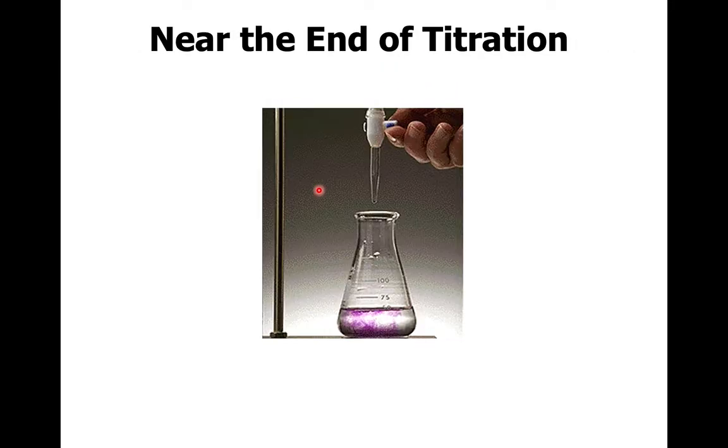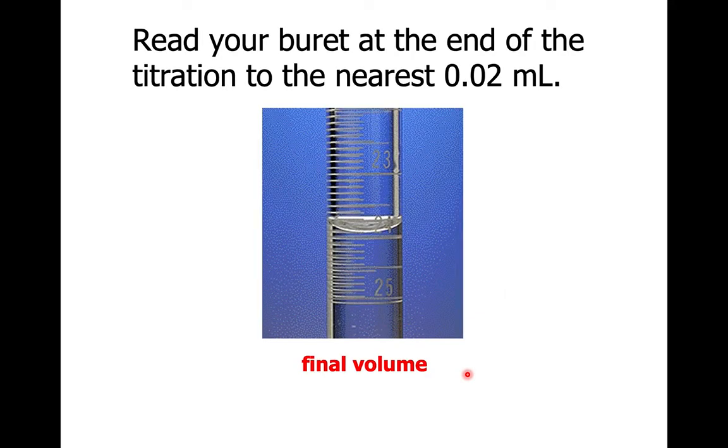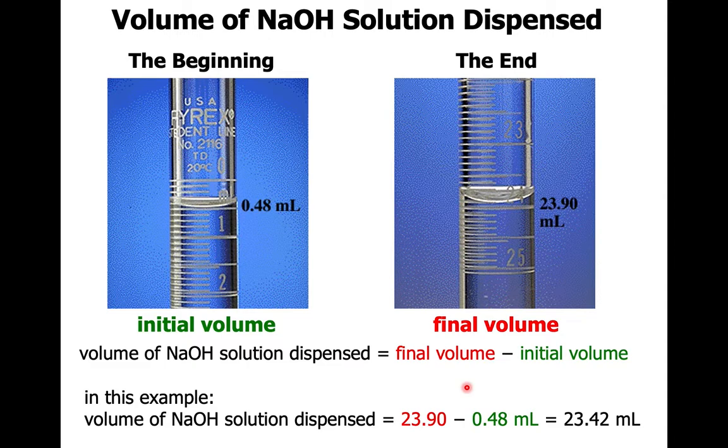At the end of the titration, you will have a lingering pink color. This is getting really close to the end, and you'll have a lingering slight pink, a very faint pink color. Then you'll read your burette a second time to the nearest 0.02. You're going to estimate as closely as you can to 2 decimal places, and we've estimated the final volume to be 23.90 mLs.